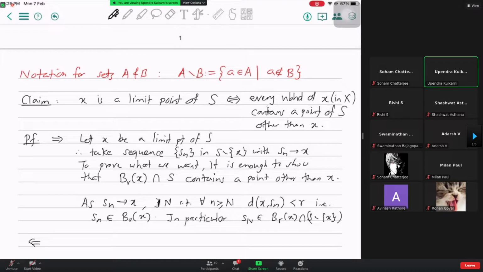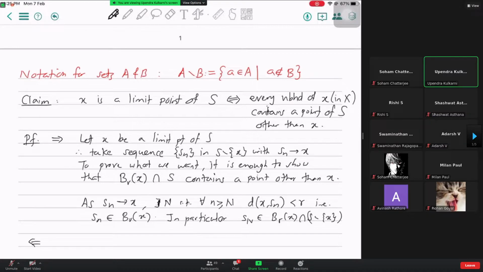How about backwards? So what we know is that every neighborhood of X contains a point of S other than X. So maybe we can go a bit faster over here. So in particular, which neighborhoods am I going to take? Open balls of radius 1 by n. Right. So open balls of radii that shrink to 0, that will do the job. But what is the job that is required to be done?